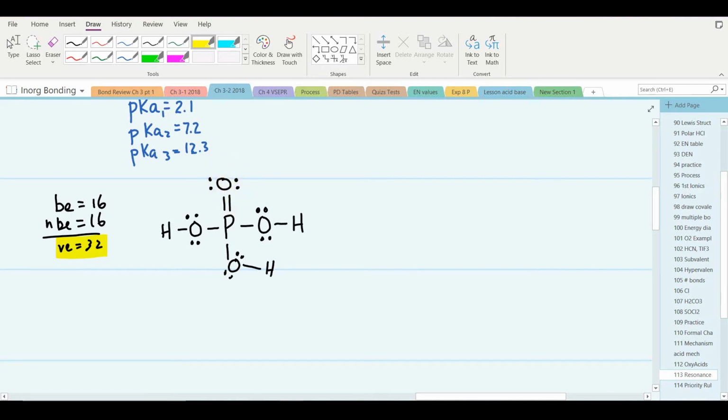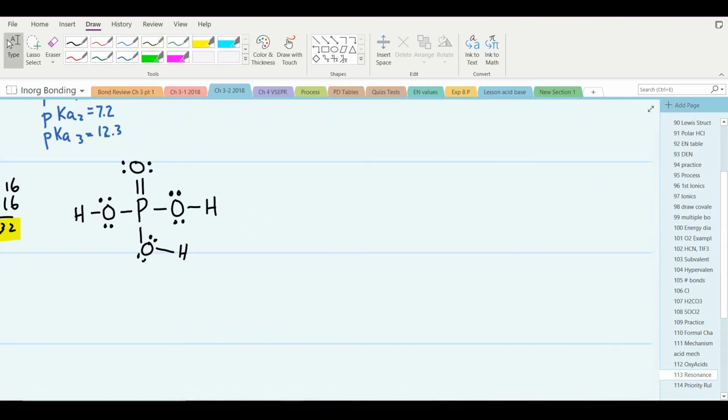Hydrogens are neutral. What about phosphorus? Group 5A. It should own 5 electrons. 1, 2, 3, 4, 5. Half of what it shares. So it's neutral. What about the fact that it has more than 8 electrons in the valence shell? It has 5 bonds. Is that a concern? No, because phosphorus is a third period element and they can be hypervalent. So that's the structure of phosphoric acid.